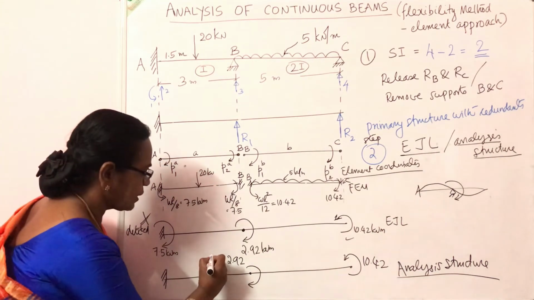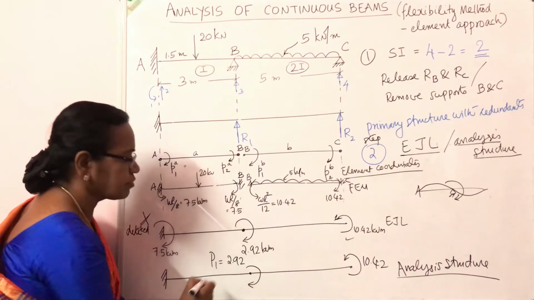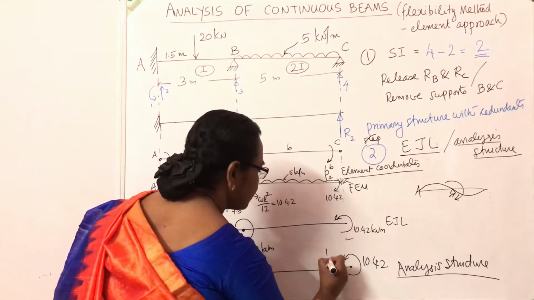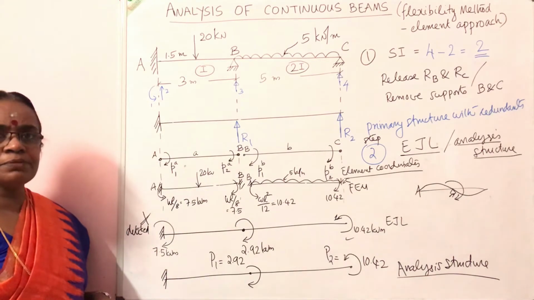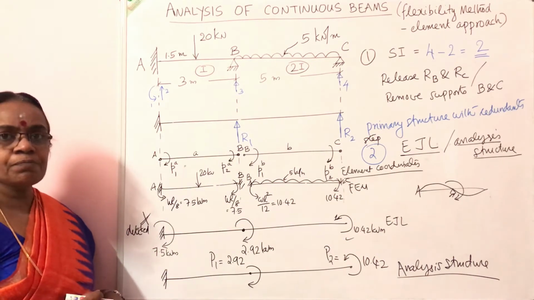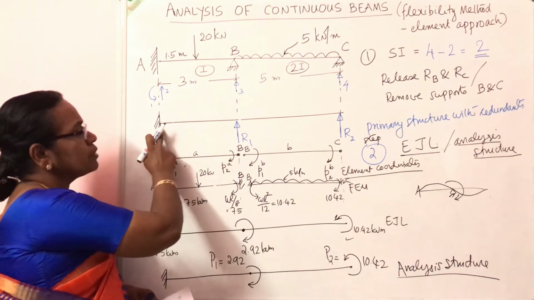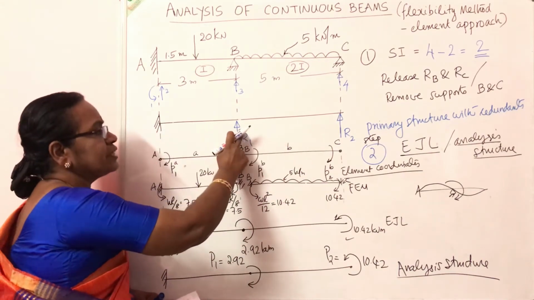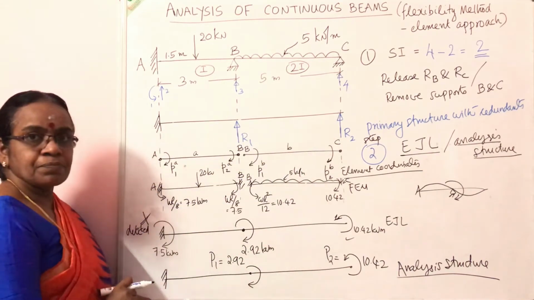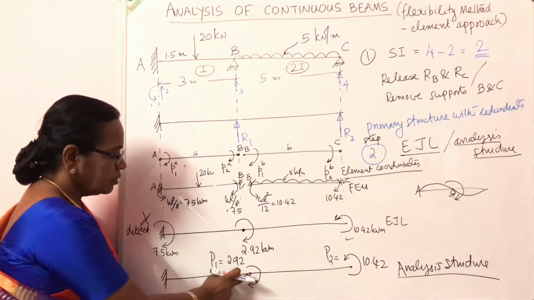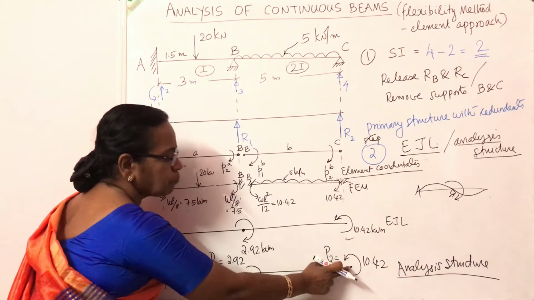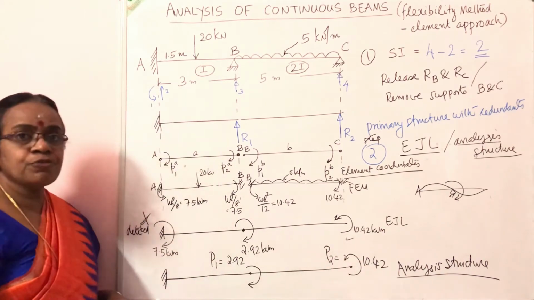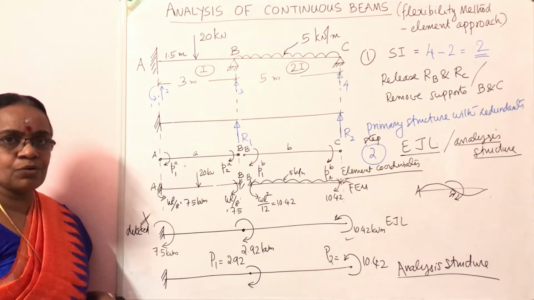So this I will name as P1, external load P1. This will be treated as external load P2. Now the total problem is converted into a primary structure, a cantilever beam with redundants R1 and R2, and a cantilever with moment at point B 2.92 kilonewton meter and moment at C 10.42 kilonewton meter anti-clockwise.